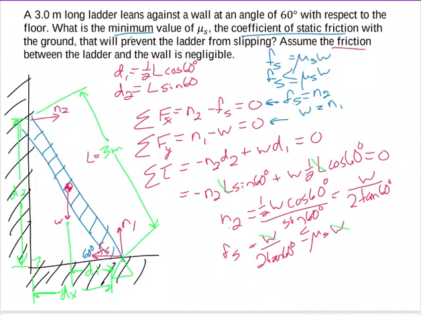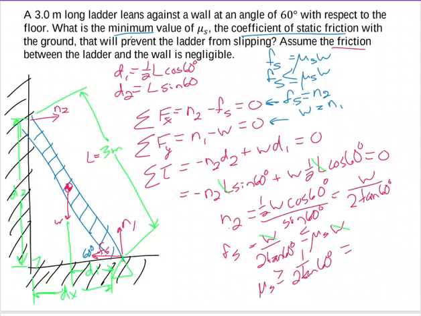And now we can solve for mu sub s. So if I read this backwards, I have mu sub s is greater than or equal to 1 over 2 tangent 60 degrees. Make sure you're in degree mode on your calculator, and we can come up with an answer. It is root 3 over 3.